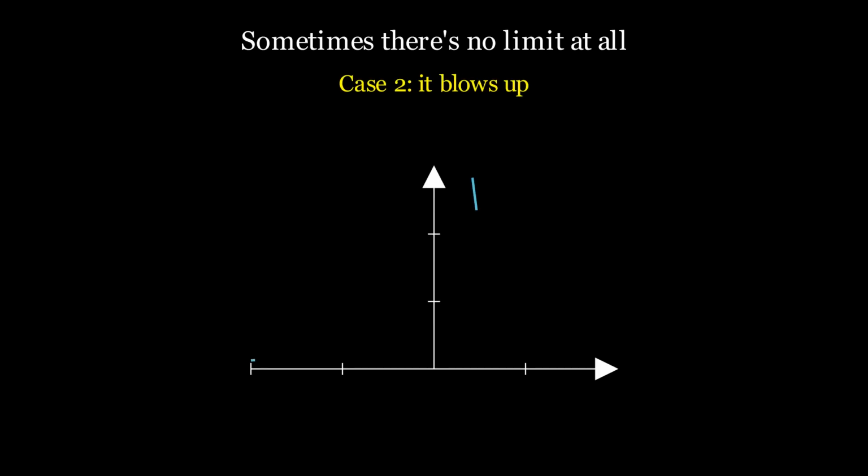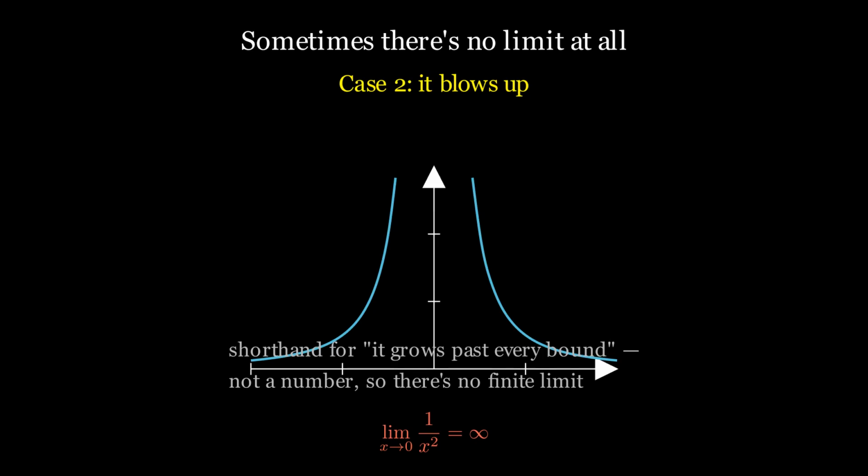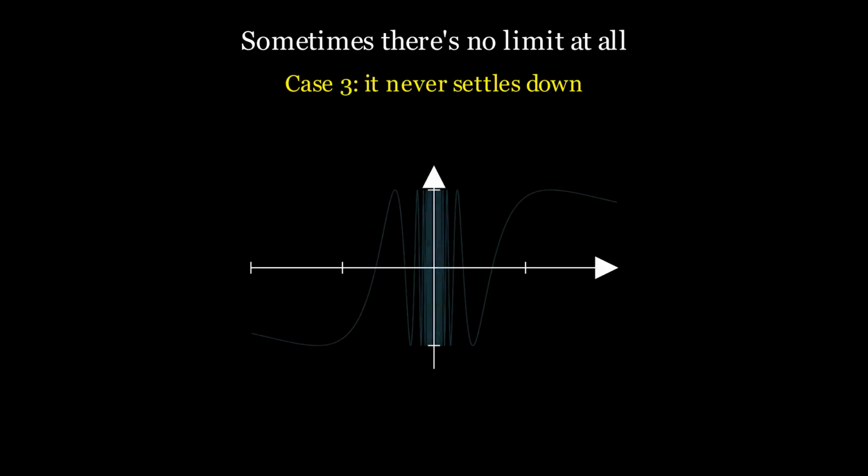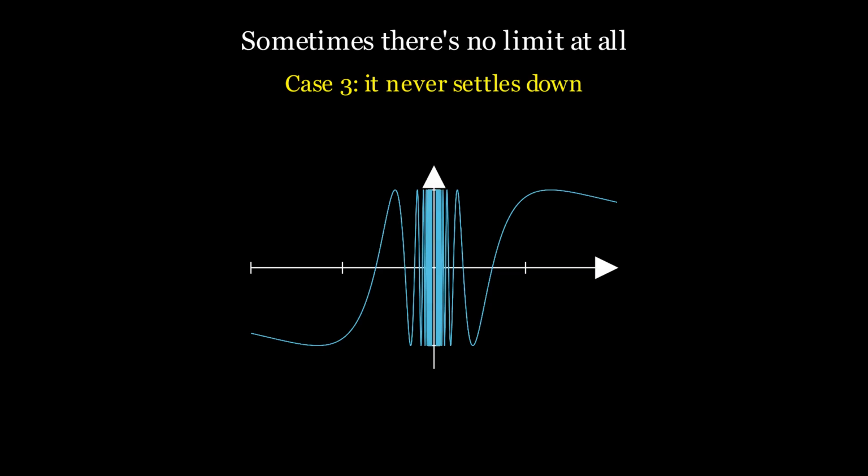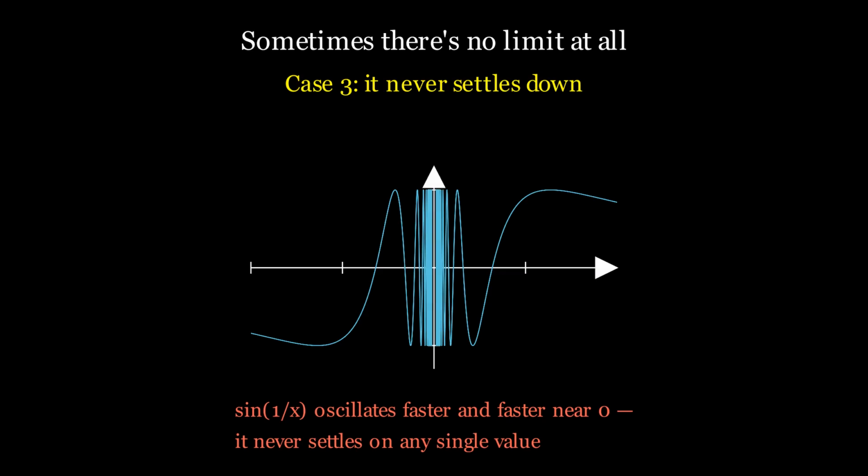Second, blowing up. 1 over x squared grows without bound as x approaches 0. We write that as the limit equals infinity, but be careful, that's shorthand for it grows past every bound you name. Infinity isn't a number the function is settling onto, so there's no finite limit here. Third, endless oscillation. Sine of 1 over x swings between -1 and +1, faster and faster, as x approaches 0. It doesn't jump to a wrong value, and it doesn't run off to infinity. It simply never settles on anything at all.